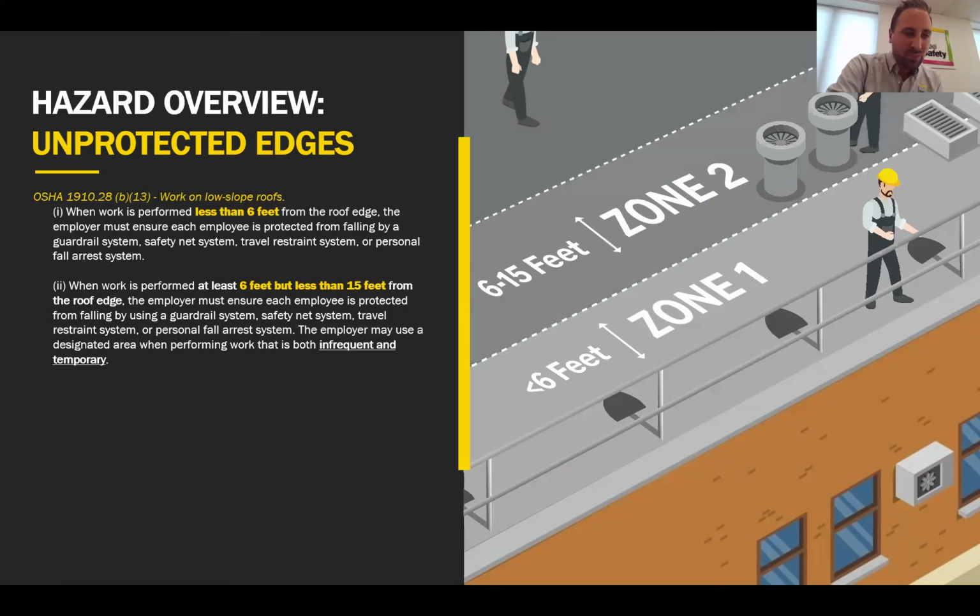Next, when work is performed from 6 to 15 feet from the edge, so we're now at 1 to 2.5 body lengths away, the employer must ensure that each employee is protected using guardrail, netting, restraint, arrest. And then it says that the employer may use a designated area when performing work that is infrequent and temporary. So I have 3 new terms. We can use a designated area. What is that? What does a designated area look like?